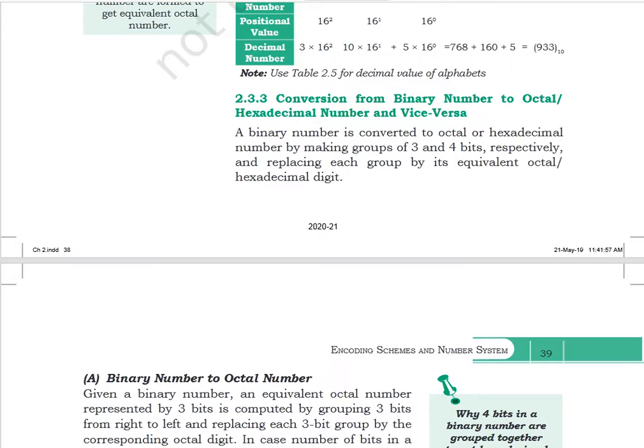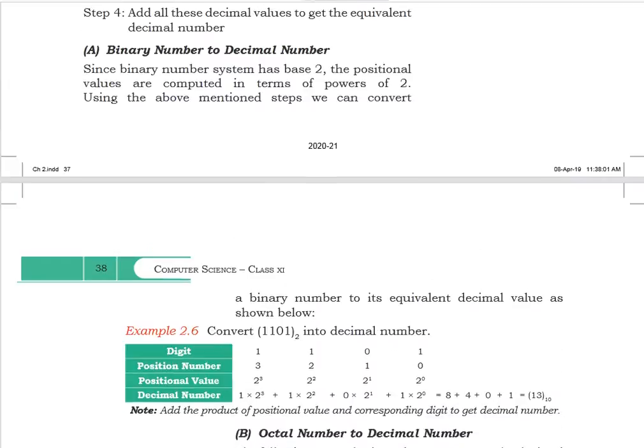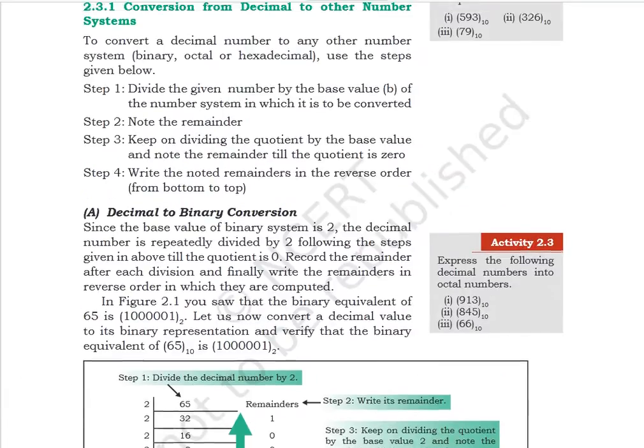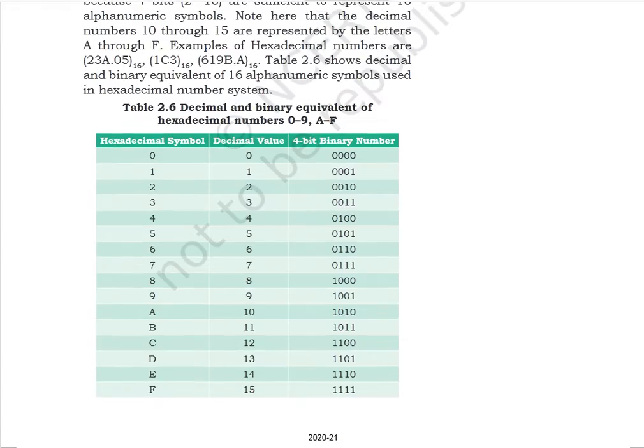A binary number is converted to octal or hexadecimal number by making groups of 3 and 4 bits respectively and replacing each group by its equivalent octal or hexadecimal digit. Now, we have already learned a chart for octal and hexadecimal. We have to first see that chart. This one, look at this chart.